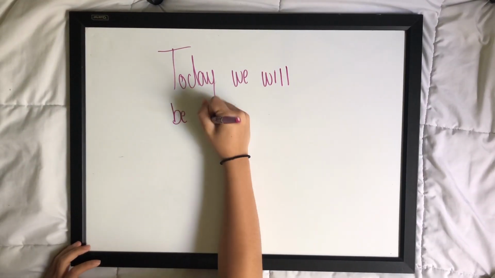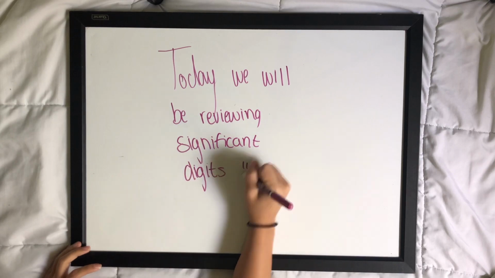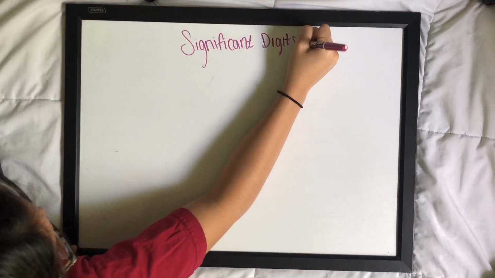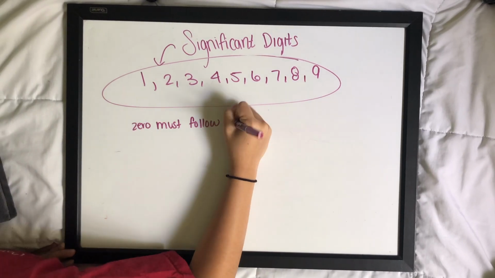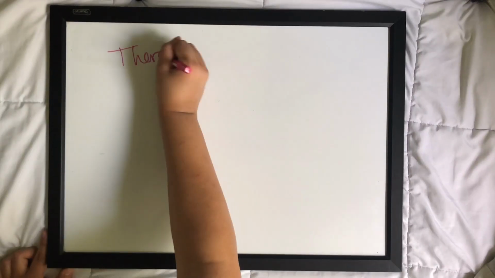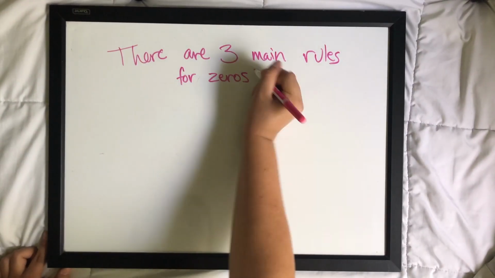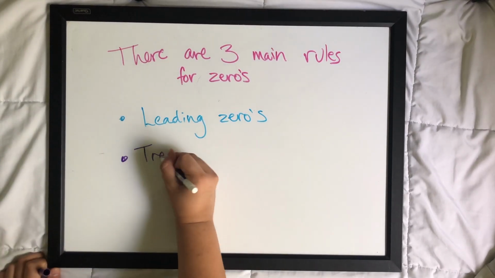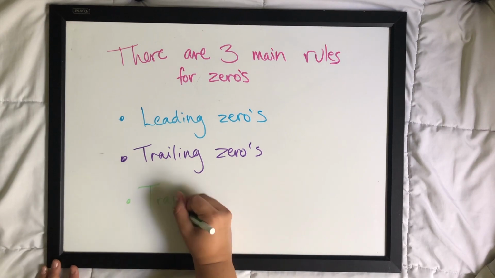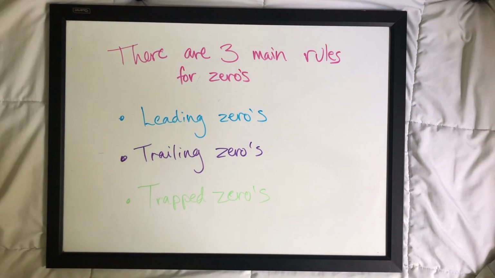Today we will be reviewing significant digits. Significant digits consist of whole numbers 1 through 9. Zeros must follow 3 rules. There are 3 rules when it comes to zeros. The first one is for leading zeros, the second is for trailing zeros, and the third is for trapped zeros.